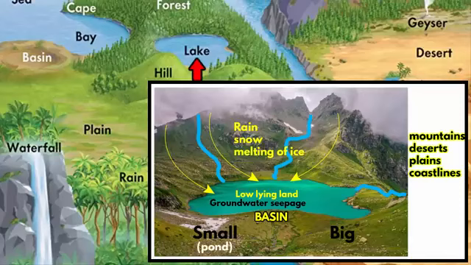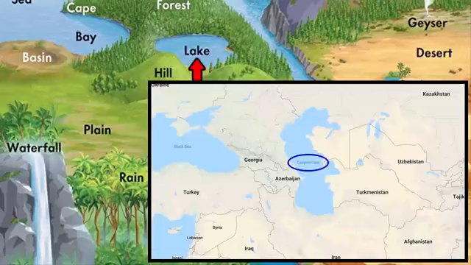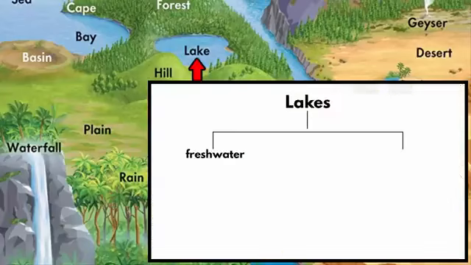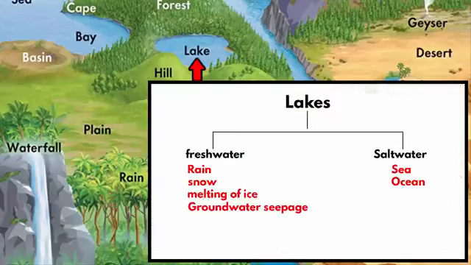Small lakes are often referred to as ponds, whereas a big lake can also be called a sea. The Caspian Sea in Europe and Asia is the world's largest lake. Then there is Aral Sea, Dead Sea. Lakes are both freshwater as well as saltwater. But most of them are freshwater. You can figure that out by looking at the water source. Saltwater lakes usually exist near coastal areas.